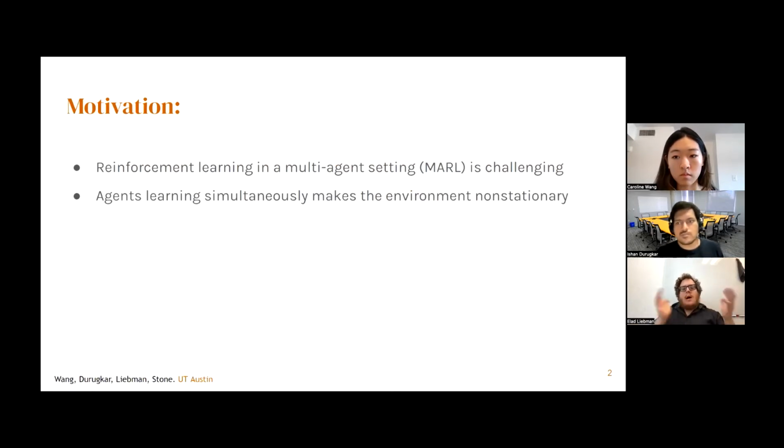So the high-level motivation, of course, is that reinforcement learning is challenging for a single agent, and it is substantially harder when multiple agents are learning at the same time. And one of the key reasons for this challenge is that when agents learn and act simultaneously, them changing their policies makes the environment inherently non-stationary.